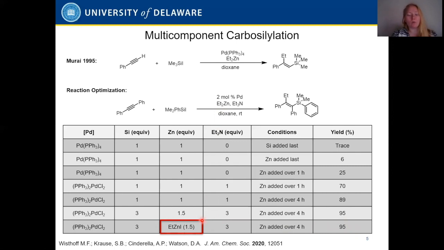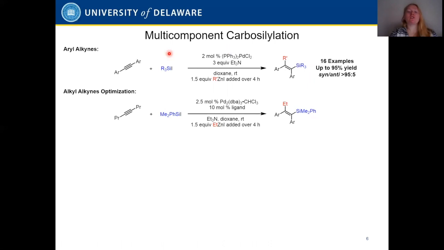And the reason that this is important is because dialkyl zinc nucleophiles are pretty pyrophoric and have limited commercial availability, so that limits what we could put here at this position. However, alkyl zinc iodides can be synthesized with a variety of different reagents, so we could easily diversify this position.